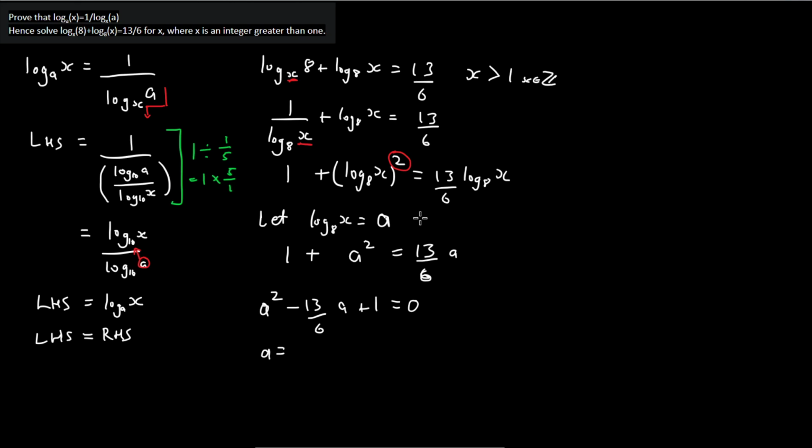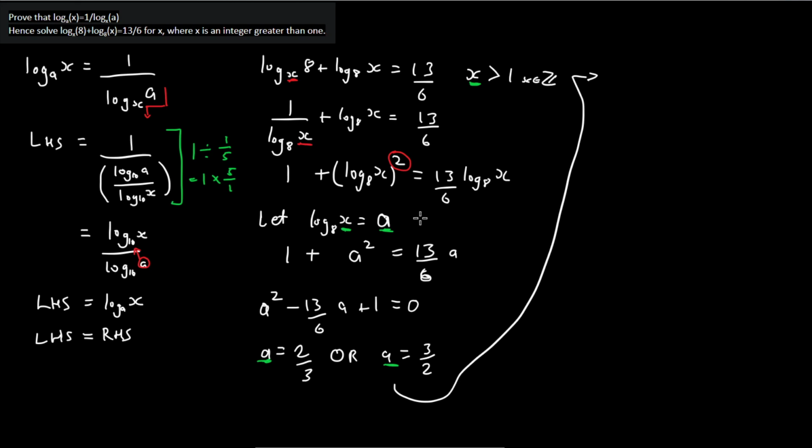So we can just say a will equal 2/3, or we won't just say it. We know that it will equal this because I've used a calculator. Or a will equal 3/2. Now the problem is we don't want a. We want x. Where was x and a? So here's a, here's x. So we've got to remember, I'll just go up over here now. We've got log base 8 of x equals 2/3, or we've got log base 8 of x equals 3 on 2.